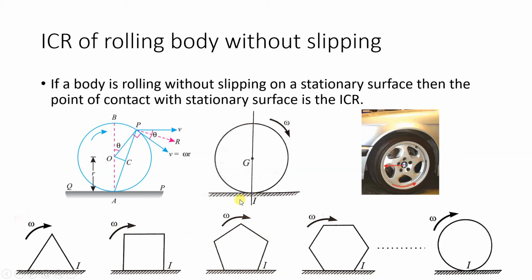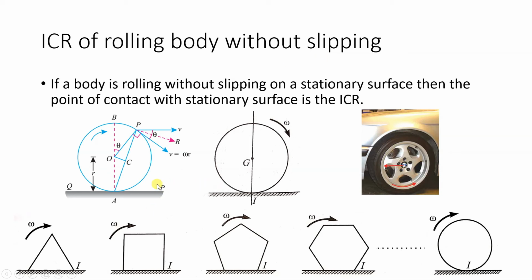Now a very important concept: ICR of a rolling body without slipping. So understand this diagram. Here you can see a vehicle has been shown and this is the tire of the vehicle. Now this wheel, this is the front part, so this will rotate in anti-clockwise direction. The center of the wheel will have linear velocity, and it is also having angular velocity. So this is a case of what? General plane motion. Rolling of a body without slipping is a case of general plane motion.